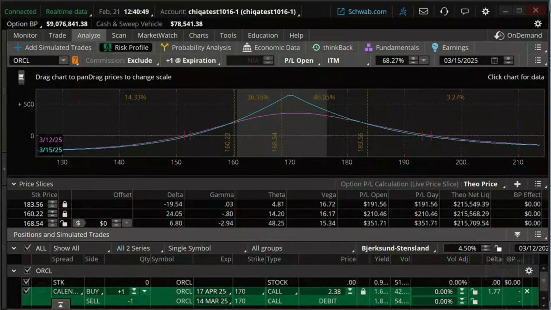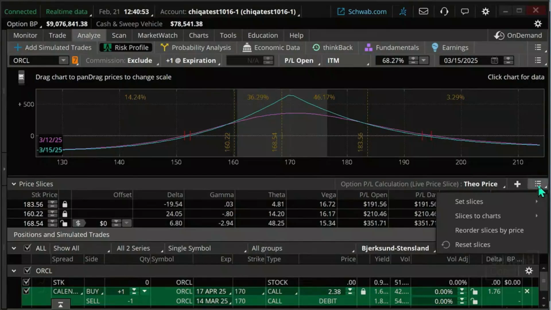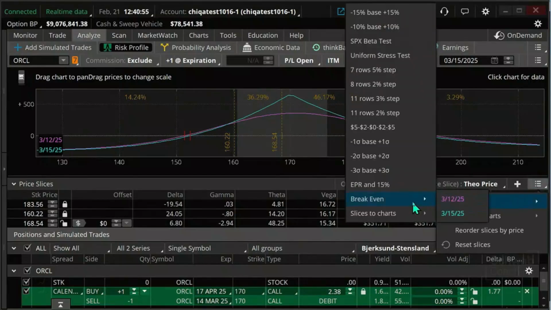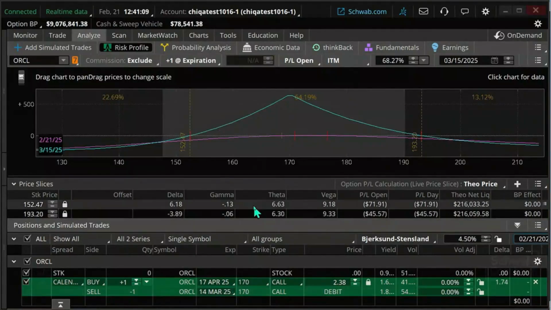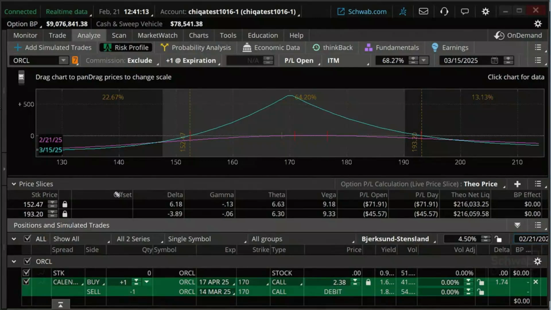Let's set our slices here to expiration, just to take a gander at that. Set slices, break even at expiration. Hold on, this has to be today's date, which is 2/21. Okay. And we can see what our probabilities are on this trade there.